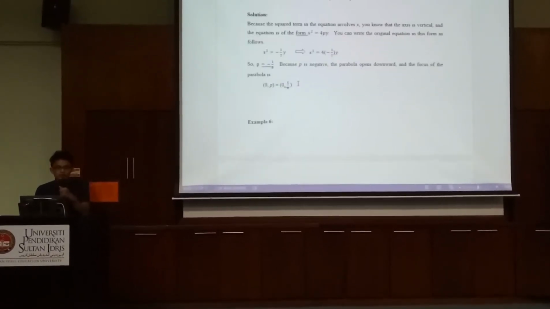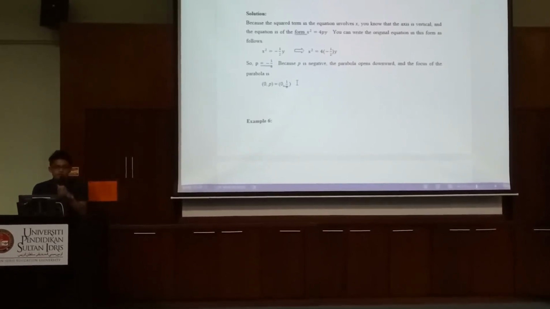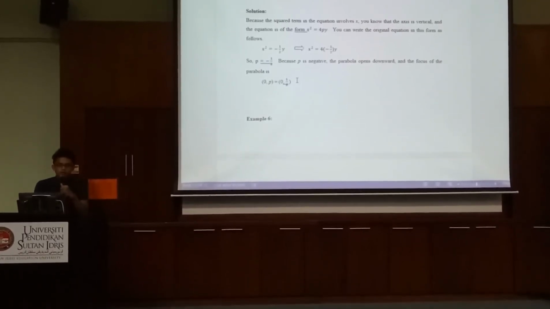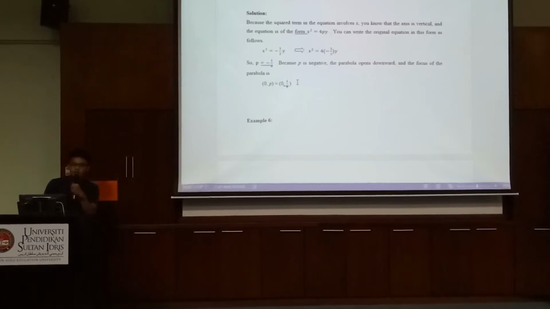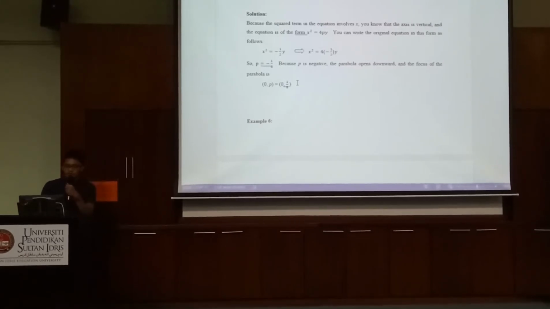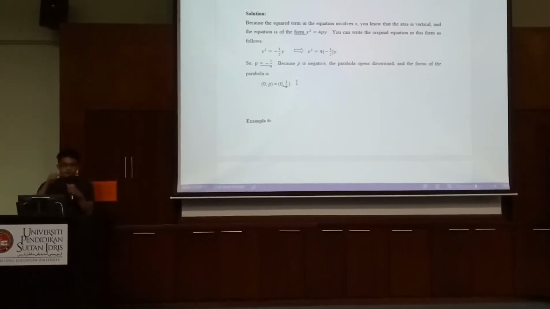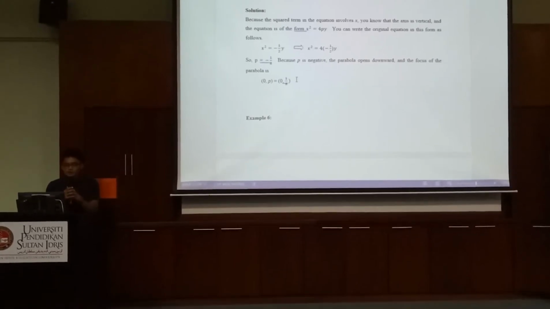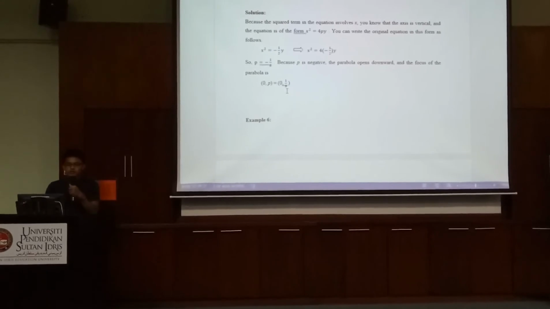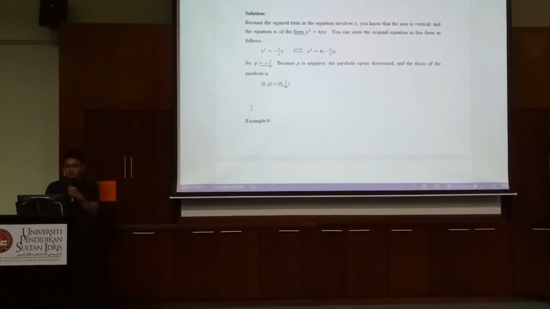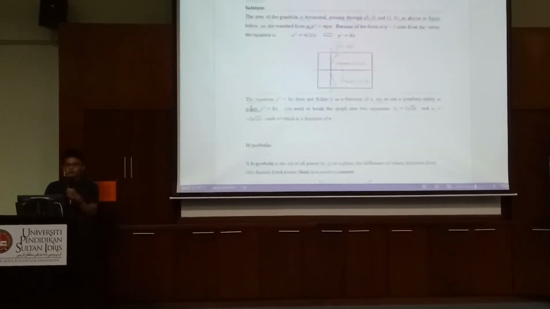Okay, x squared equal to negative half y, turn into x squared equal to 4 multiplied by p y, so p equal to negative 1 over 8. Because p is negative, the parabola opens downward, and the focus of the parabola is (0, p) equal to (0, -1/8). Okay, that's the example for parabola.